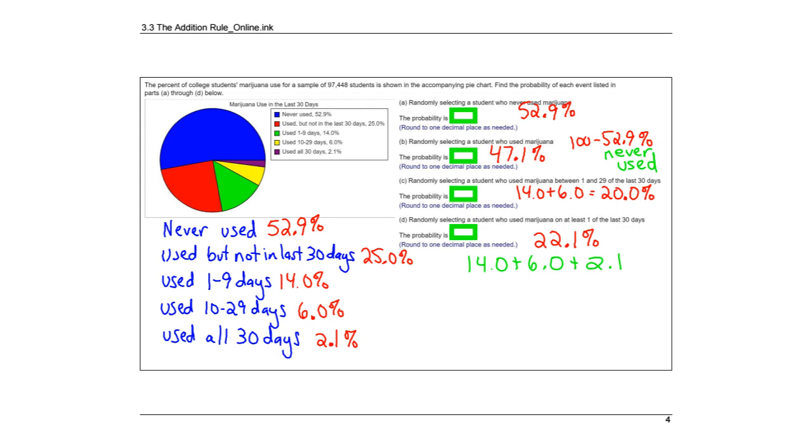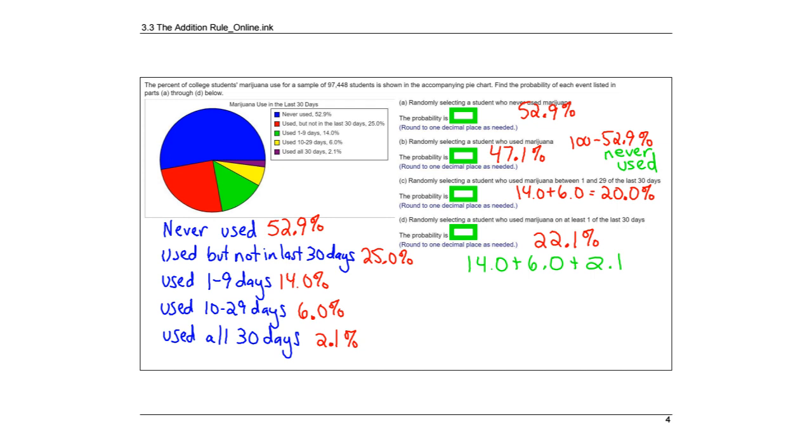Green is they used it 1 to 9 days. Yellow, they used it on 10 to 29 days. And finally, purple is they used all 30 days. Okay, and then they gave us all of the percents next to it. So the first one is find the probability of randomly selecting a student who has never used marijuana.